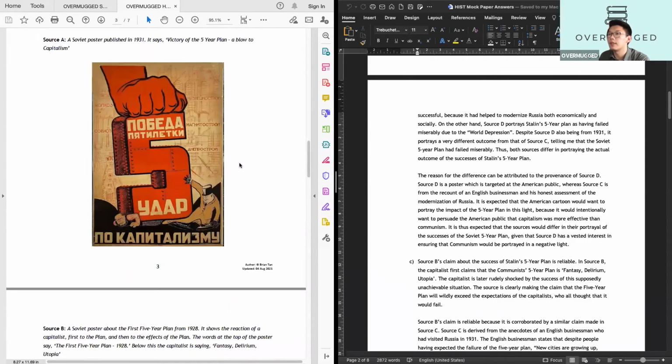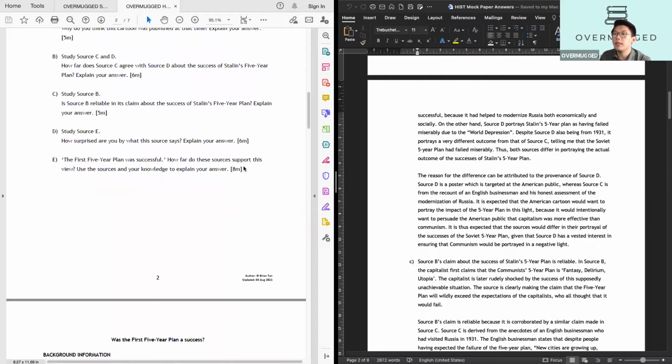So move on to the third question. Study source B. Is source B reliable in its claim about the success of Stalin's 5-year plan? Explain your answer. So from the start, you already know that this is a very specific type of question. The question is asking you about the reliability of the source.